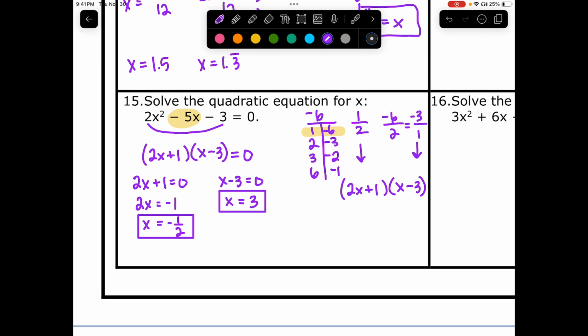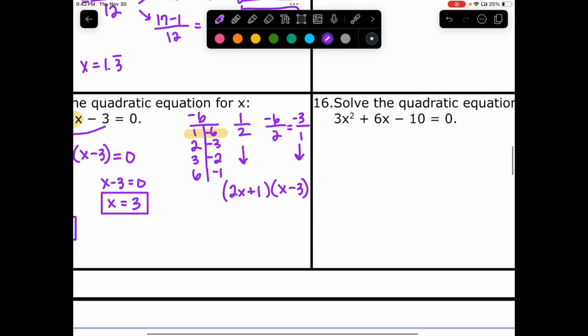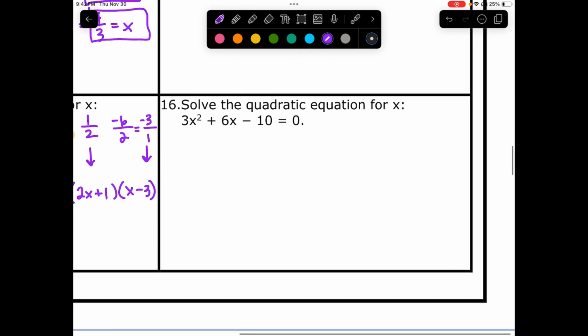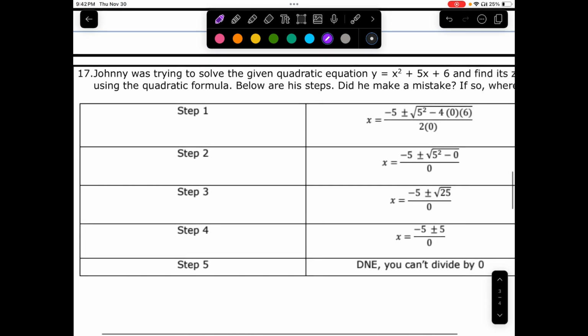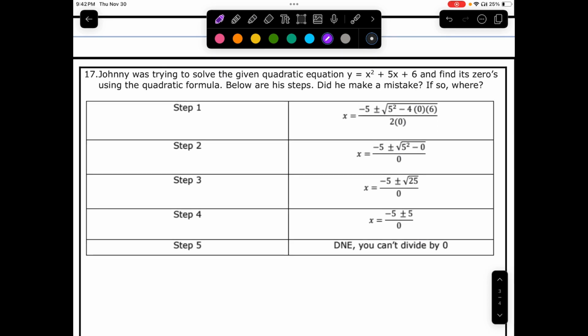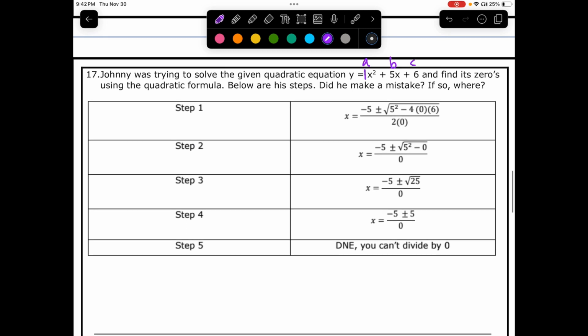So for number 16, you can do the quadratic formula, or you can try to see if you can factor. Number 17, Johnny was trying to solve the problem. Where did he make his mistake? Or did he make a mistake, and if so, where? Okay, so let's see. This is our equation. A is 1, B is 5, C is 6. He's using the quadratic formula to solve.